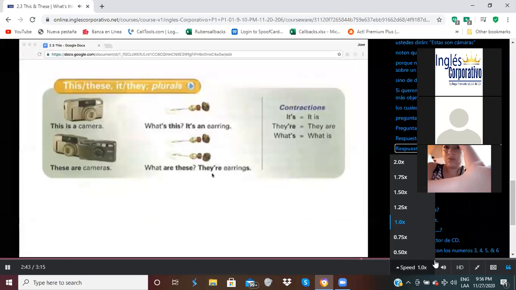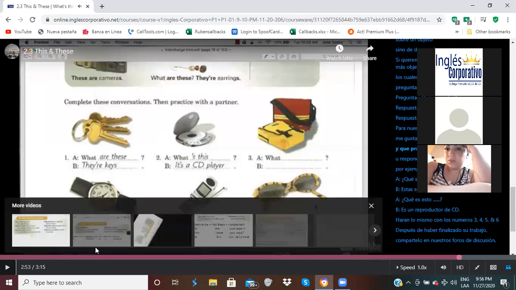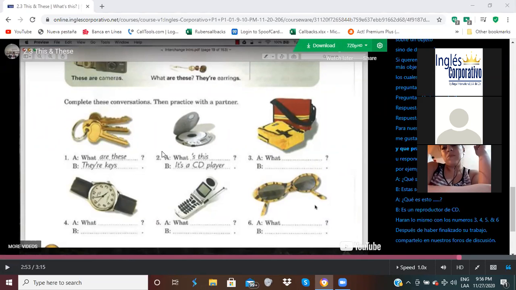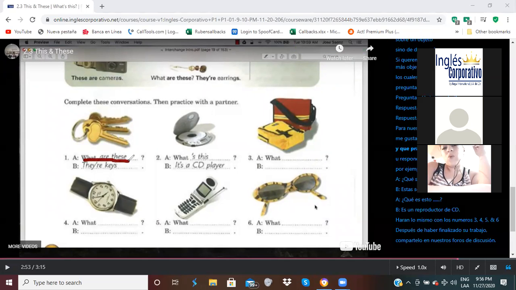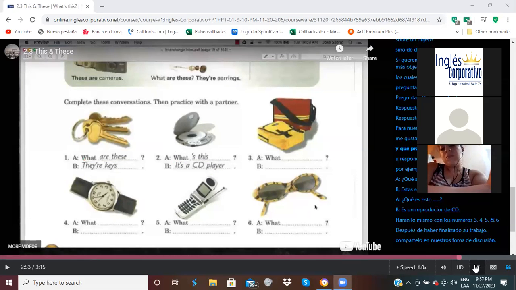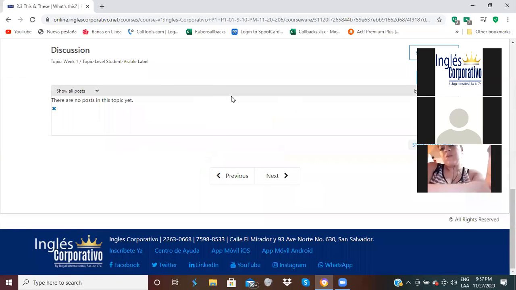These are cameras, or they're cameras, for example, and practice making questions. All right, now for this activity, what you're going to do is you're going to give me the question. For example, number one, what are these? The response, they are keys. Number two, what's this? It's a CD player. So you're going to give me four examples, and you're going to write your examples here in the discussion forum. Any questions? Okay, ready? Let's go. In pairs.